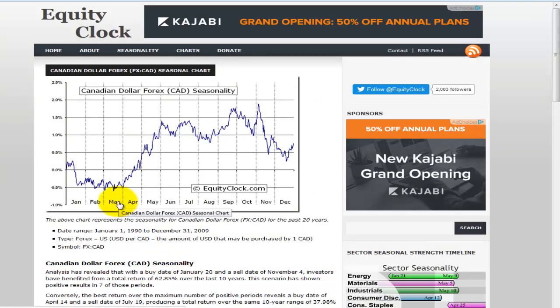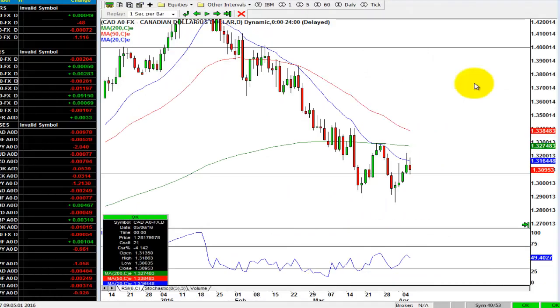If we look how the Canadian dollar has fared historically over the past 20 years as well, looking at our friends at Equity Clock, we can see that towards the end of March, beginning of April, the Canadian dollar has strengthened also rather dramatically throughout April, May, plateaued in June, July, August, and had one last surge up in August before making its move all the way down again. So we've got the fundamentals backing this one up.